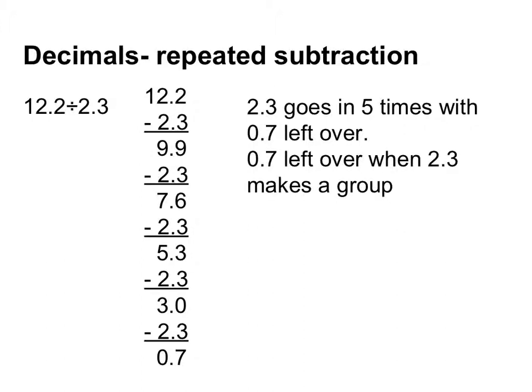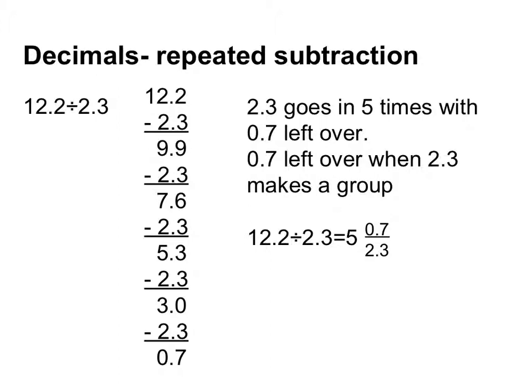So one way to think about this is to say that this is 7/10 when 2 3/10 makes a group. Okay, I know there are decimals in there, but it's exactly the same idea as what we've been talking about. So we have 7/10 left over when 2 3/10 makes a group. So that means that 12 2/10 divided by 2 3/10 is 5, and then 7/10 over 2 3/10. Now, mathematically, this is correct. This is a correct answer.